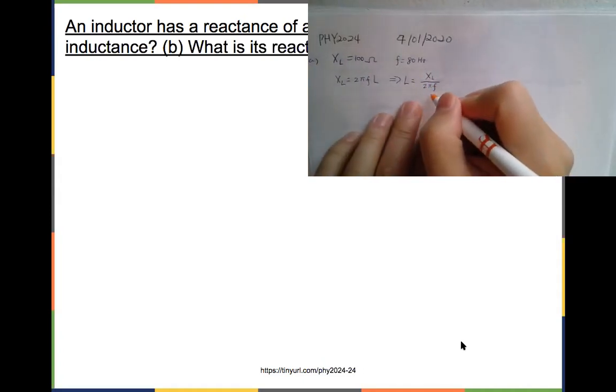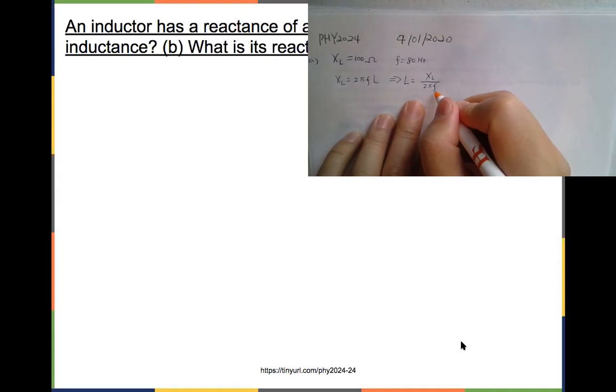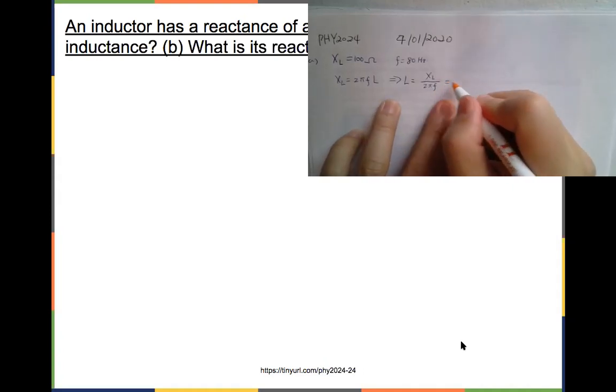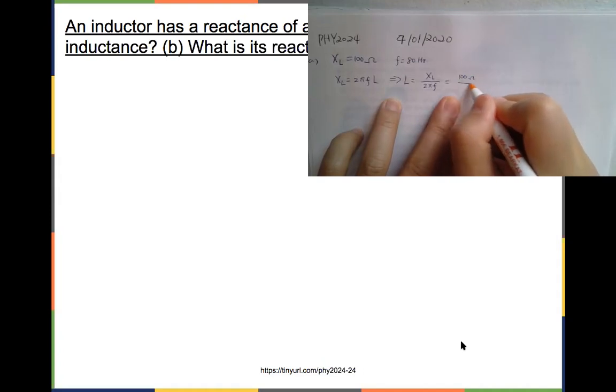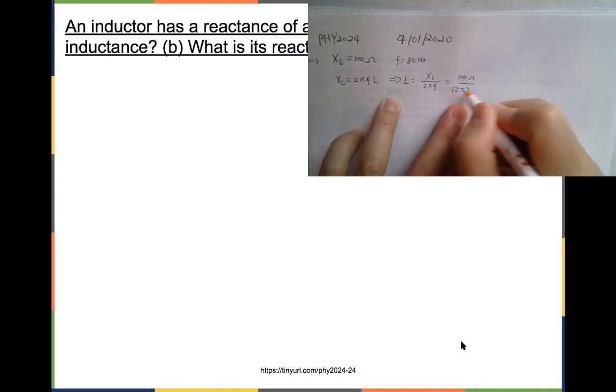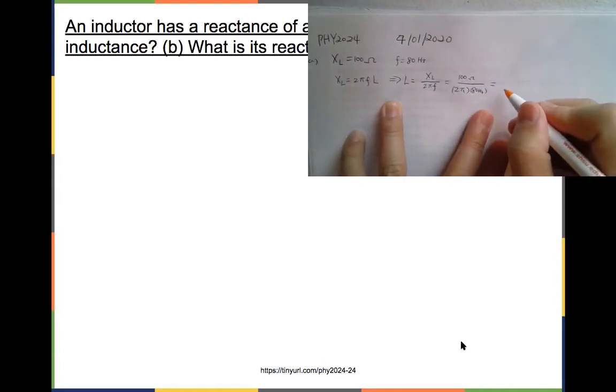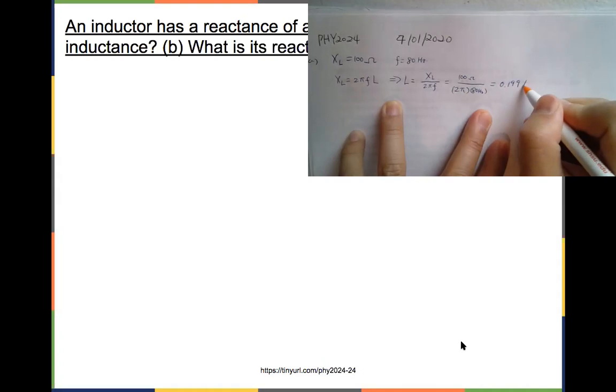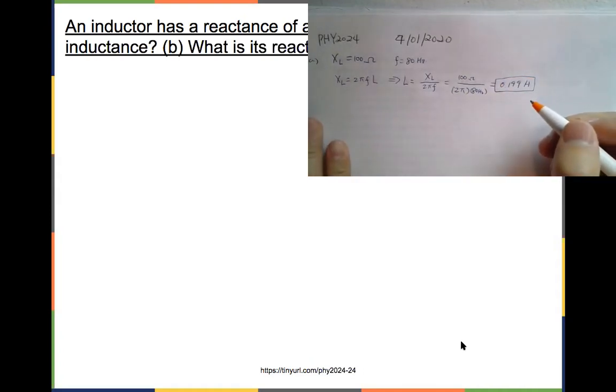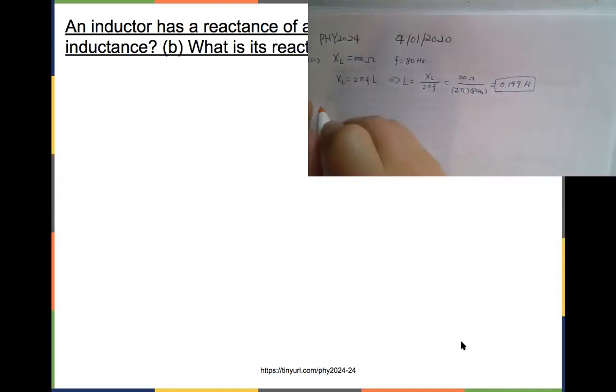So you always want to do 2 pi f here, or omega. If you use omega, then keep in mind omega should be 2 pi times f. So this is equal to 100 ohms divided by 2 pi times 80 hertz. Okay, so this will give us 0.199 Henry for the inductance.